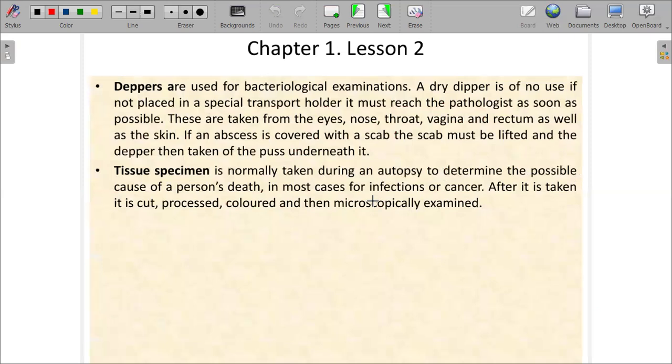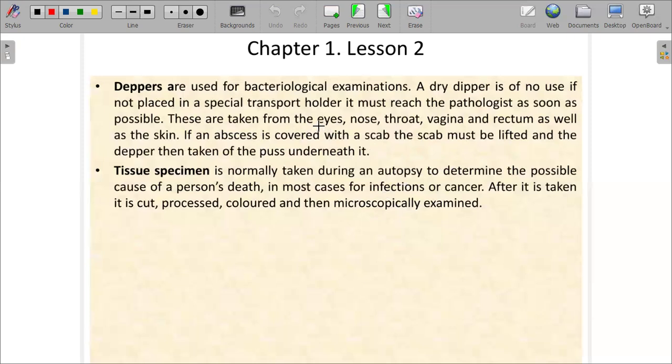Another sample we can talk about is swabs, which are also used for bacteriological examination, to identify possible contamination found in our patients. A dry swab is of no use if not placed in a special transport holder. So swabs must be kept moist, or wet, in their original condition, in a special transport holder, so that they can reach the pathologist as soon as possible.